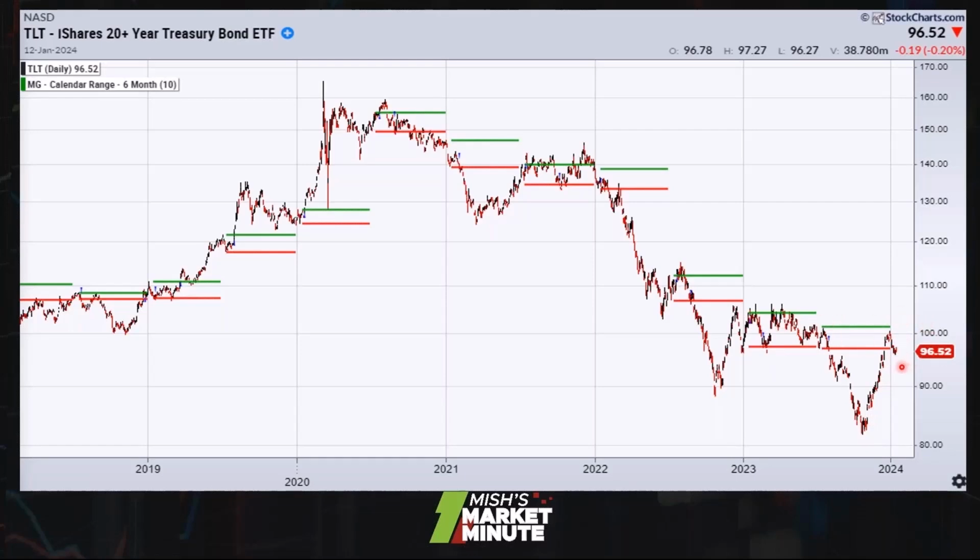So it's going to be so interesting to see. Forget about what they tell you that they're going to cut. They're not going to cut. Higher for longer. You'll be able to see, I think, with the calendar ranges pretty clearly what the next steps of the Fed are going to be.